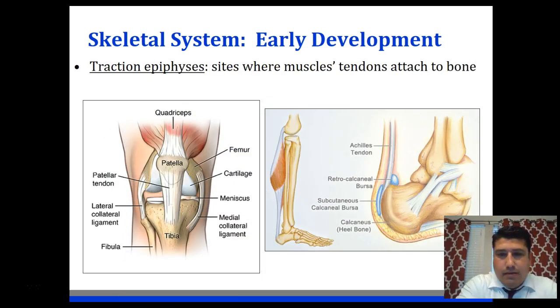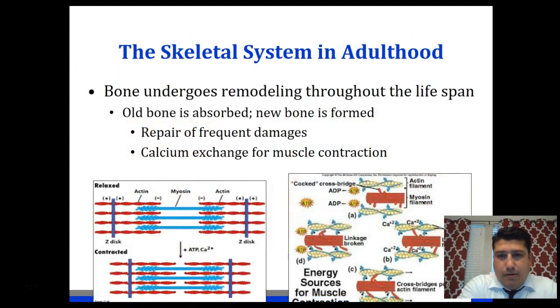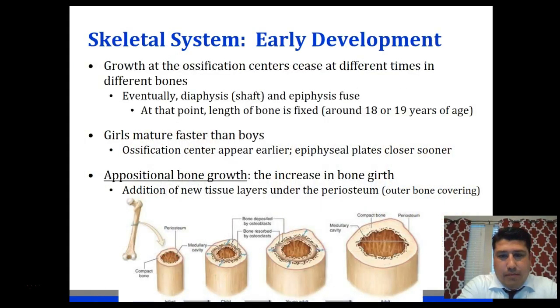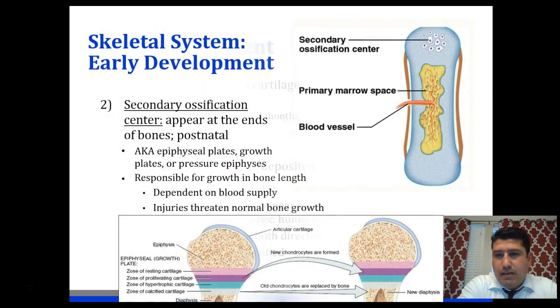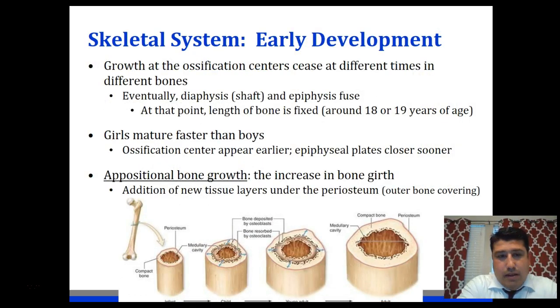Here's some other slides. You can go through these. A lot going on with the skeletal system. Really, what I wanted you to know with development is the ossification centers, primary and secondary ossification centers. So this allows our skeleton, our bones, to develop from the cartilaginous model. And then I want you to know that the appositional growth increases the bone girth to the point where our bones will be the thickest they'll ever be.